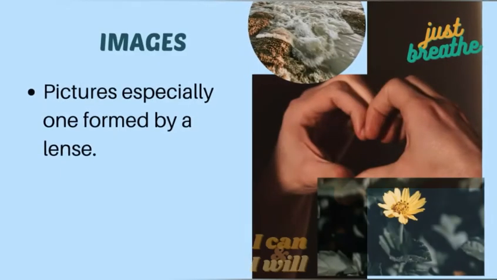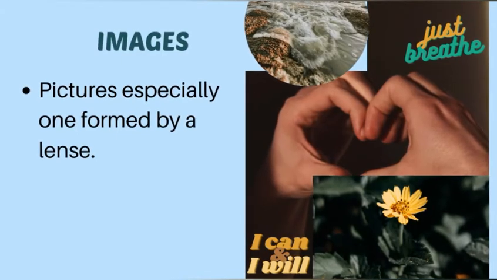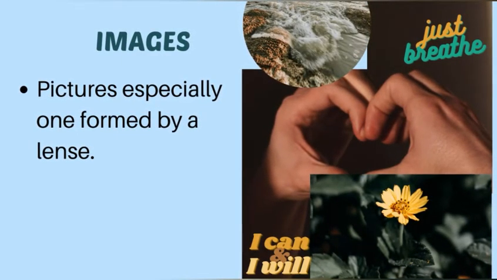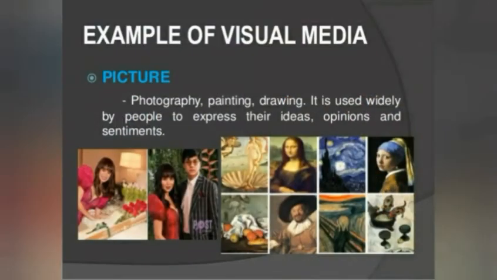Next up is images. Images are any pictures, especially one formed by a mirror or a lens. An image is a visual representation of something. It is a picture that has been created or copied and stored in an electronic form.